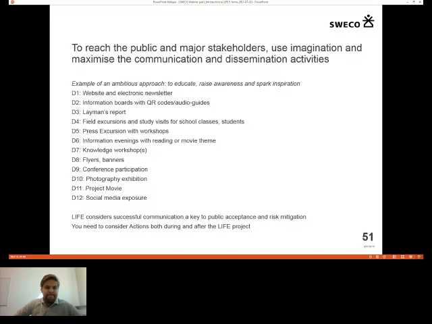And also, when you're writing these activities or when you describe them, you should consider that some of the actions should continue also after the LIFE project. I mean, for example, the web page has to be online, 5 years in LIFE or 4 years? Now I got a bit uncertain. But search the application guide and you'll find it. And the information boards, they should be available after the project.